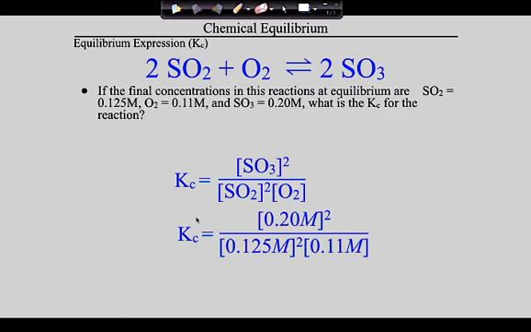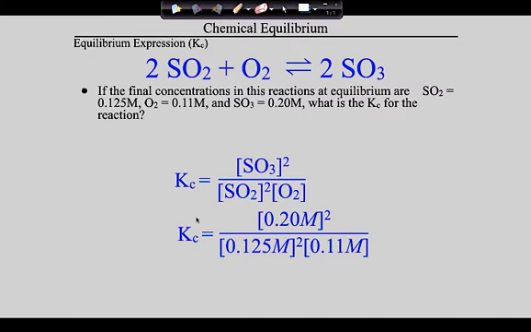So what are you guys going to do to screw this up? Forget the exponents. Guys, make sure you keep track of these exponents. So this is 0.20 squared, 0.125 squared, 0.11 is not squared. So guys, make sure you keep track of the exponents. That's the common mistake that people make on these. They just accidentally drop the exponents.